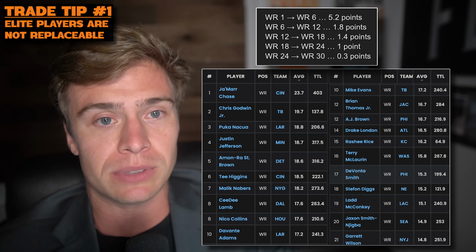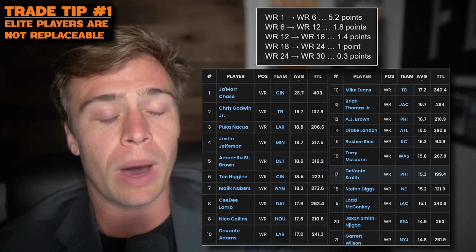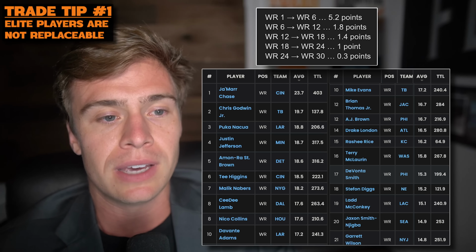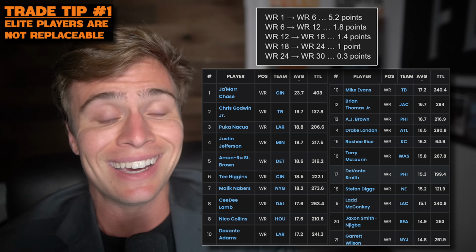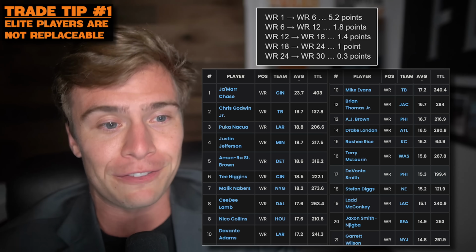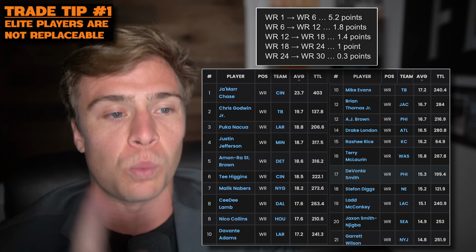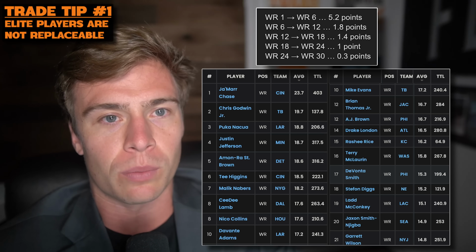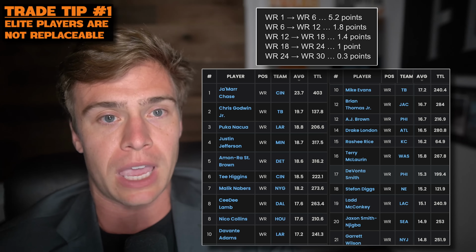Wide receiver 1 to wide receiver 6 last year, that was a 5.2 points per game difference. Wide receiver 6 to wide receiver 12, that was only 1.8 points. Wide receiver 12 to wide receiver 18, that flattened out to 1.4. Wide receiver 18 to wide receiver 24, that flattened out to 1. And wide receiver 24 to wide receiver 30 was only a 0.3 point per game difference.